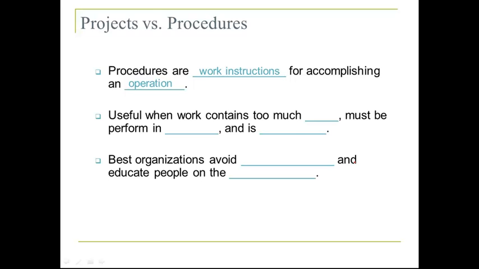As an industrial engineer, when I was working for the pharmacy industry, I was asked to create new procedures for some of the operations in the manufacturing plant, and I was also asked to revise some of them. So if you start as an industrial engineer for a pharmacy company, such as Johnson & Johnson, you might be asked to revise procedures and make sure that the workers are performing those procedures as expected. These are useful when work contains too much detail, must be performed in sequence, and is cost intensive.